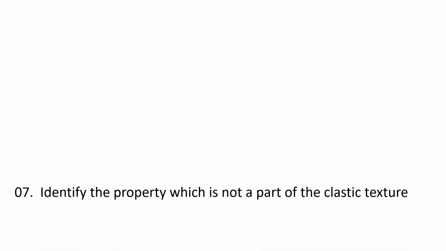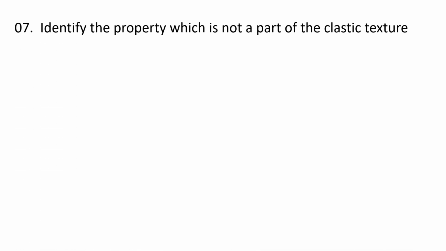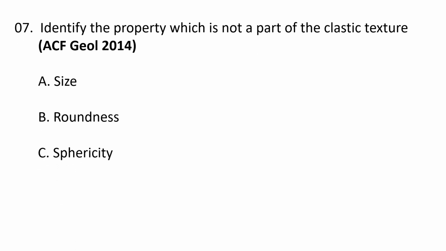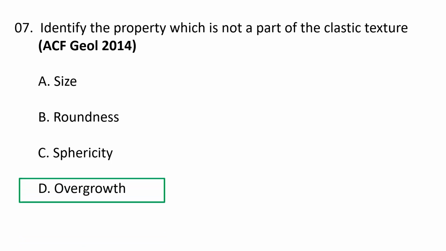Next question. Identify the property which is not a part of the clastic texture: A. Size, B. Roundness, C. Sphericity, D. Overgrowth. Overgrowth is not a part of clastic texture, whereas size, roundness and sphericity are all part of clastic texture. So D, Overgrowth, is the correct option.